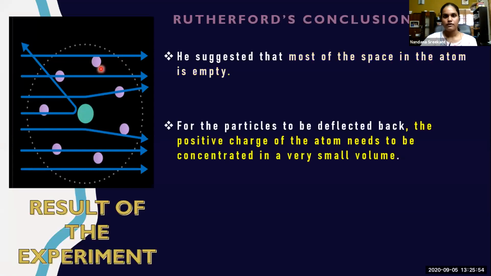The next point, for the particles to be deflected back, the positive charge of the atom needs to be concentrated in a very small volume. As I said, a small amount of alpha particles deflected in small angles. For this to happen, there should be repulsion between the two like charges. Alpha particles are positive, so was the mass in the center. Due to the repulsion, the deflection took place.